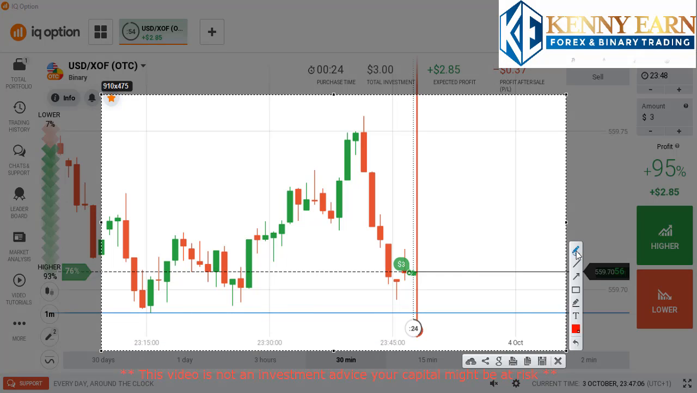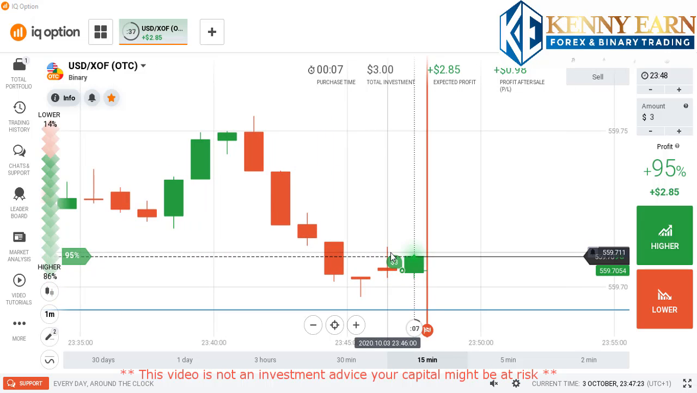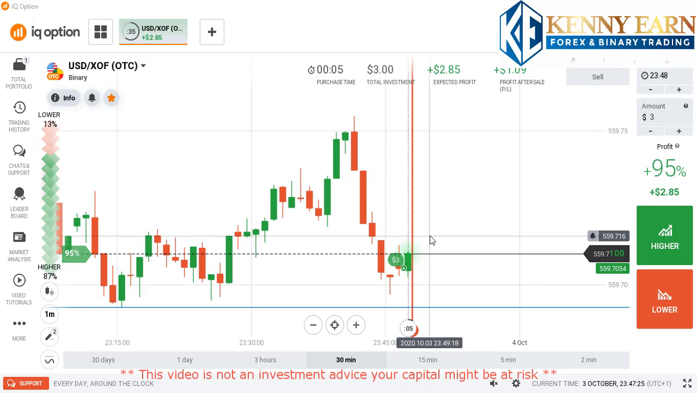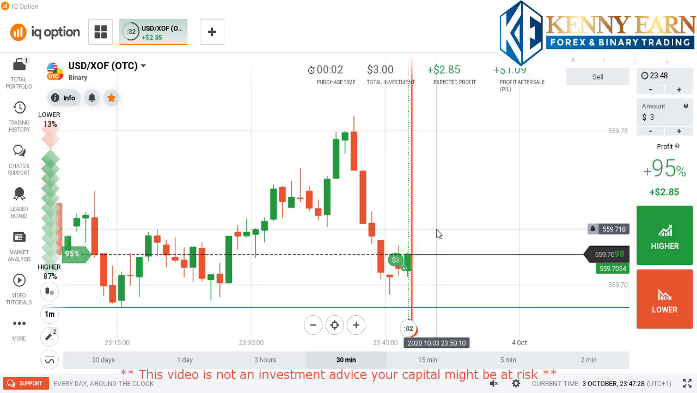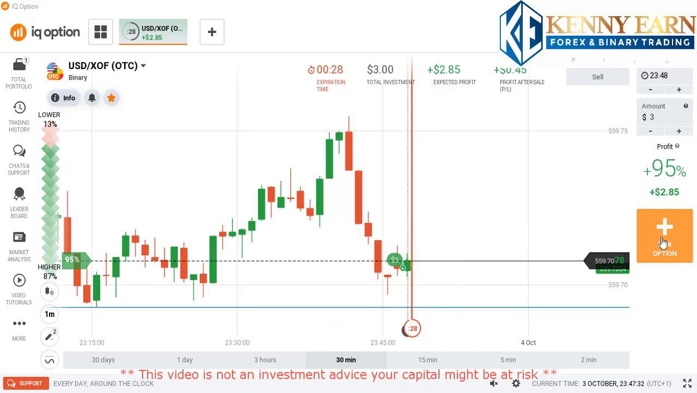I placed the higher option here because we saw some good buyers entry on this candlestick, and the market wants to go like this. It wants to retrace and start coming down. So I think buyers are going to enter the market at least for 1 minute because of that strong buyers entry we saw on that previous candle. Okay, so let's see how it goes.